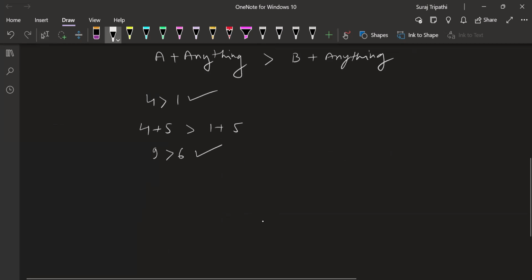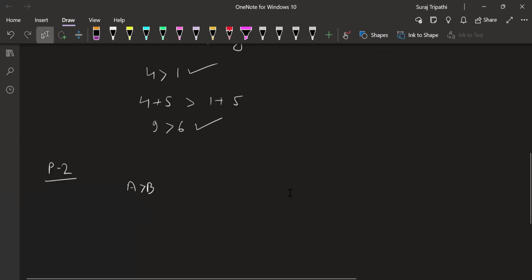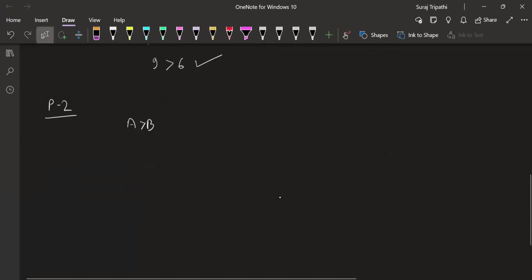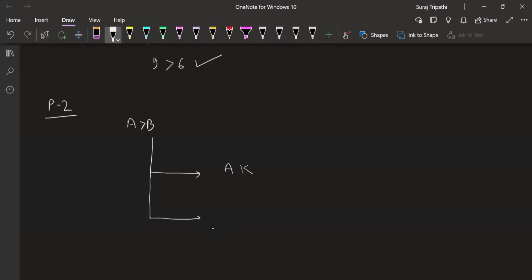So now property number 3 is about multiplication. Suppose A is greater than B. Here multiplication by any number on both sides is not allowed in general, but by restricting the inequality, we can multiply by that number. If we know the sign of the number by which we are multiplying both sides, then multiplication is allowed. Suppose A is greater than B, and I am multiplying A by any number K, and B also by K.